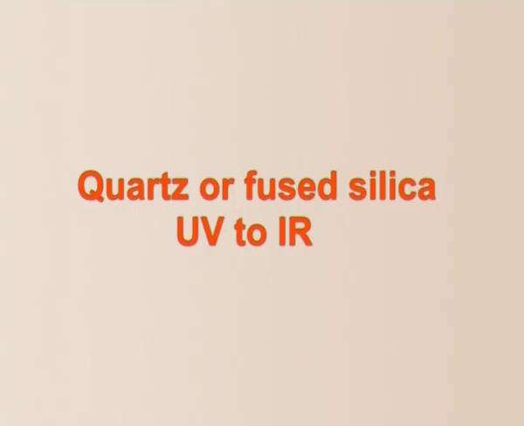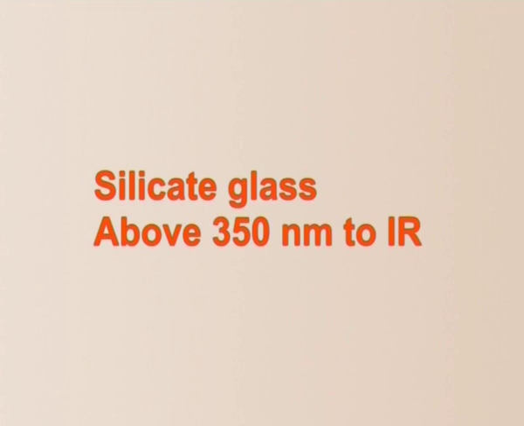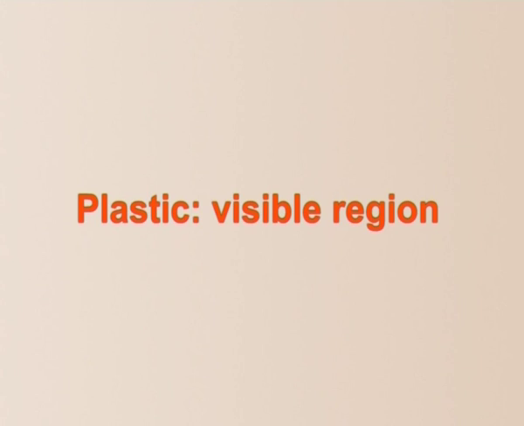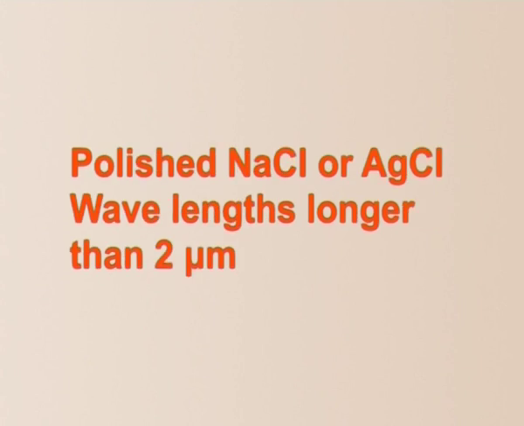The commonly used materials for different wavelength regions are: quartz or fused silica for UV to IR, silicate glass above 350 nanometers to IR, plastic for the visible region, and polished sodium chloride or silver chloride for wavelengths longer than 2 micrometers.